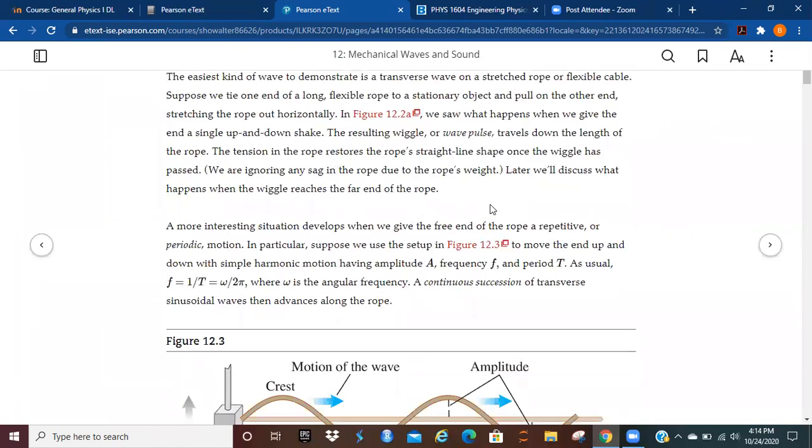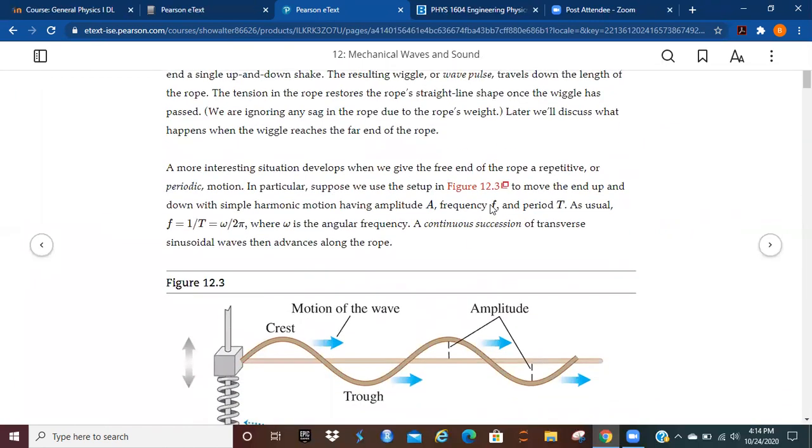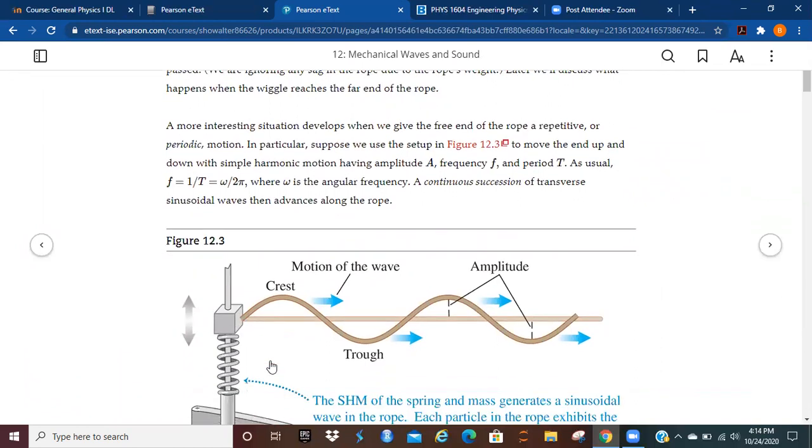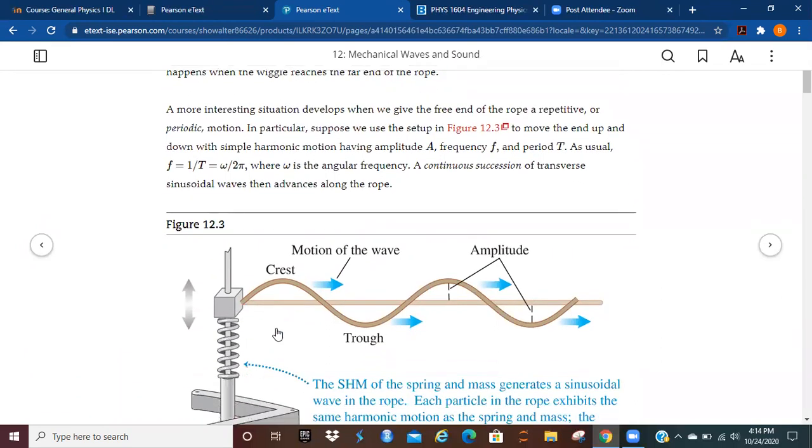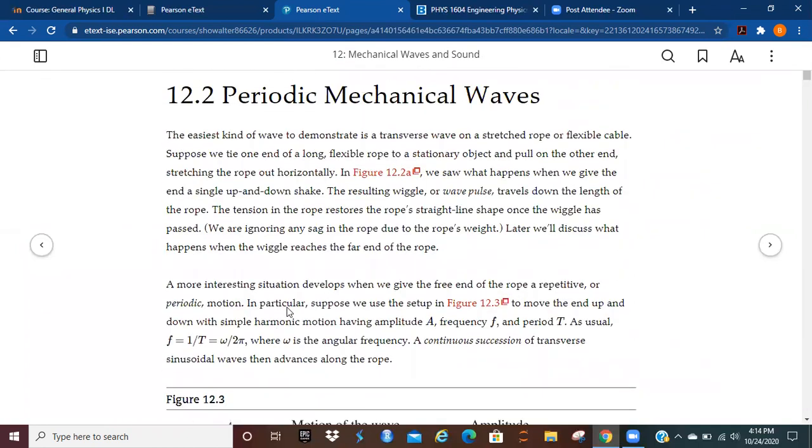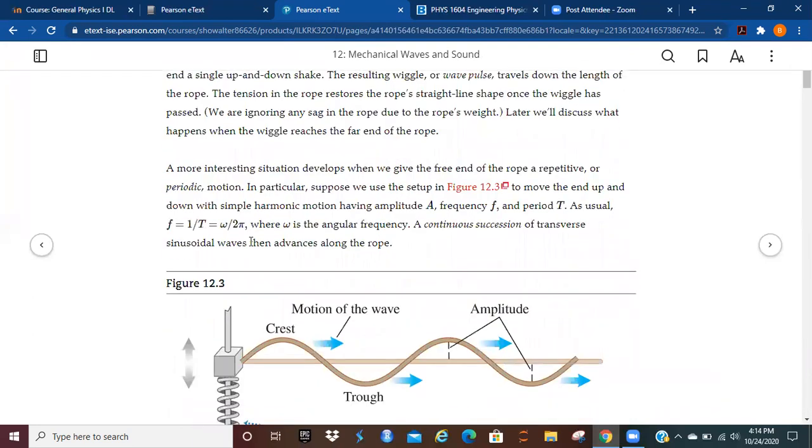So we're going to be looking at transverse waves here, and we've got our stretched rope. It's attached to this mechanism that is moving up and down. What we're going to do is take one end of it and give it a simple up and down shake. And that wave pulse that is created travels the length of the rope. The tension in the rope restores the rope's straight line shape once the wiggle has passed.